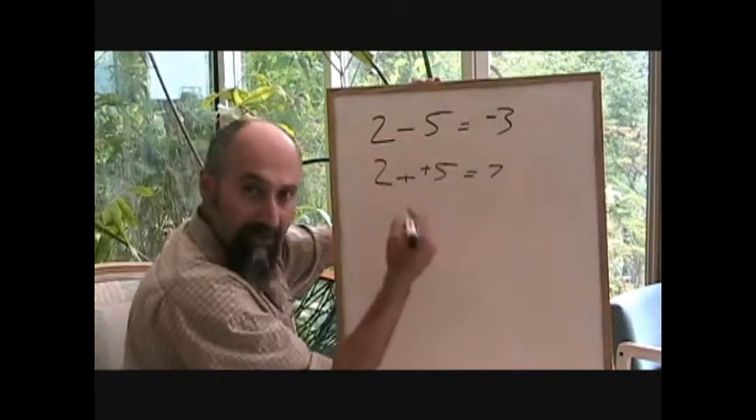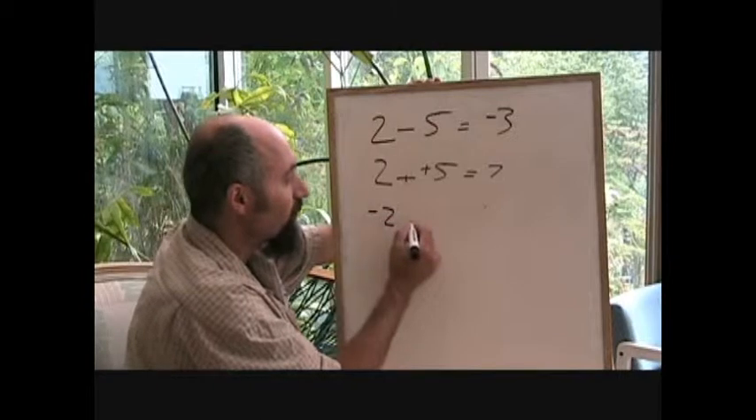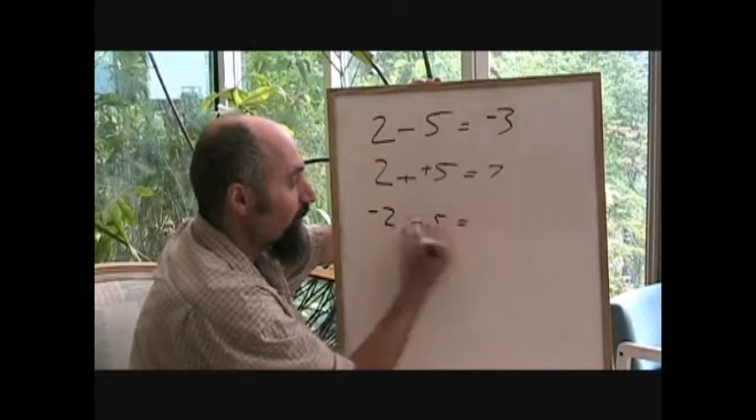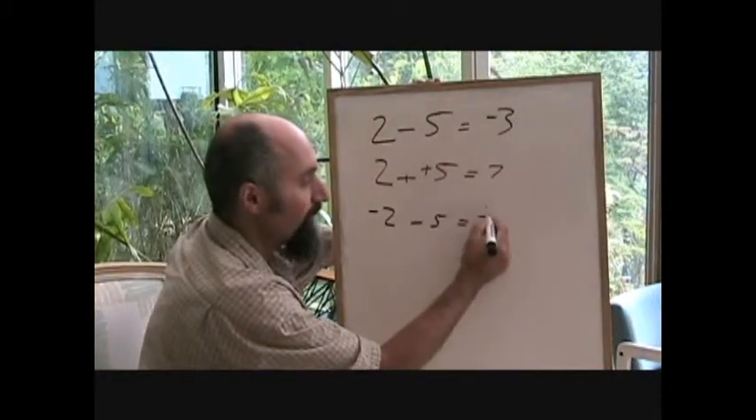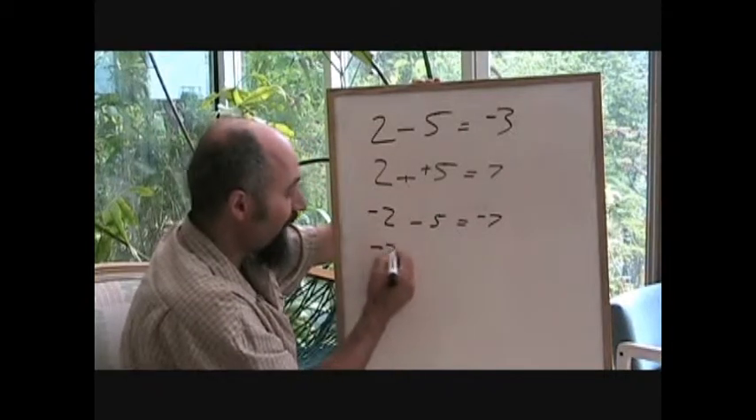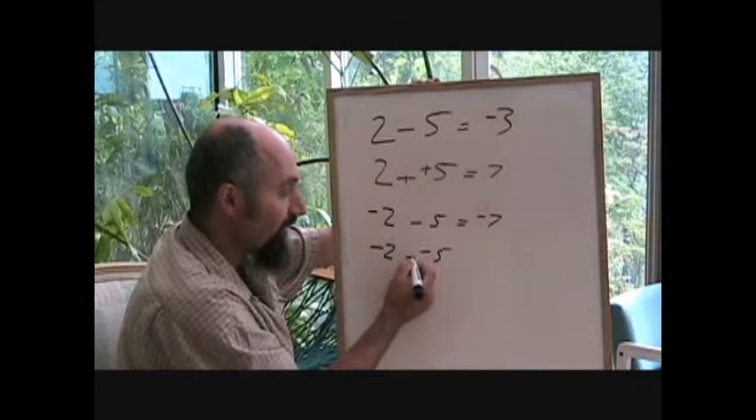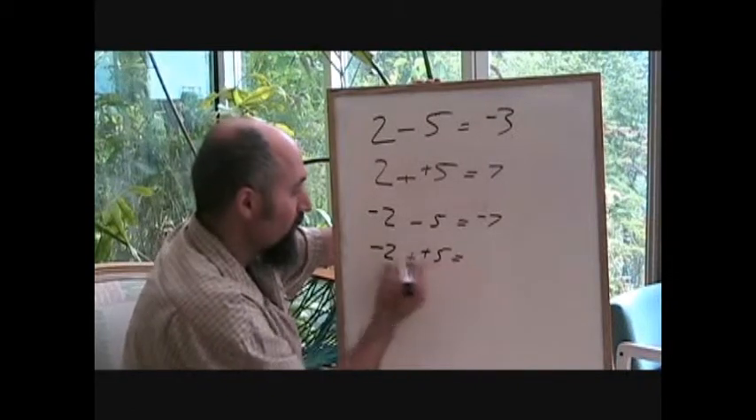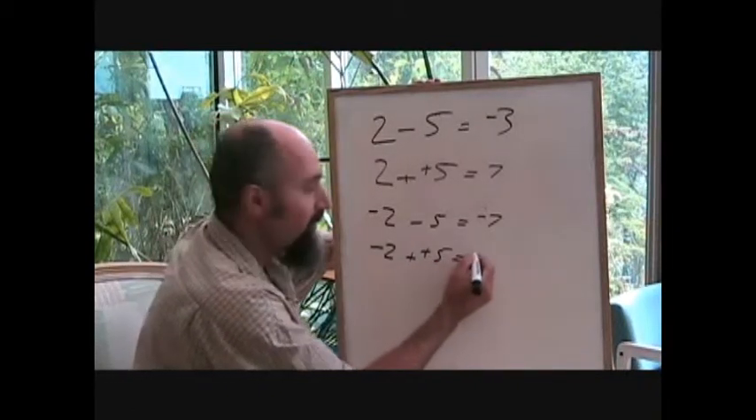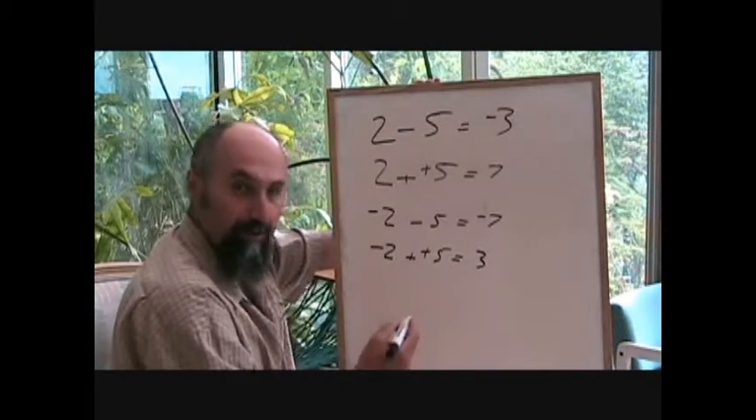Let's do a couple more so you get this down pat, okay? If you have negative 2 minus 5, we talked about this earlier, that gives you negative 7. If you have negative 2 minus negative 5, again, a negative and a negative becomes positive. So negative 2 plus 5 is 3. Let's do one longer one.